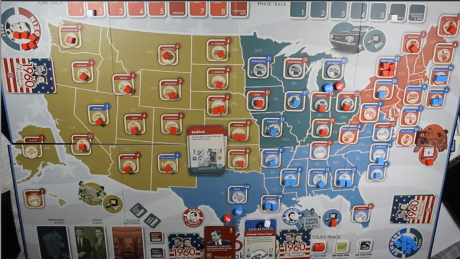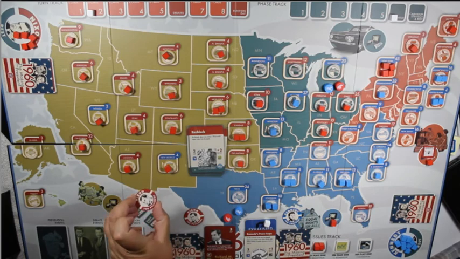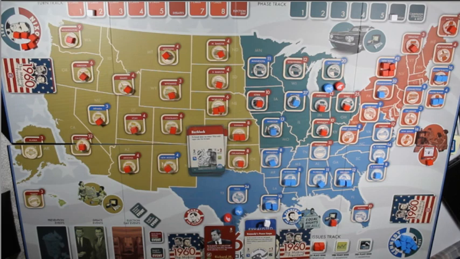First is going to be momentum decay, discard half rounded down, so Kennedy keeps his single one. Nixon loses 1 of his 2. His momentum marker, his campaign button.